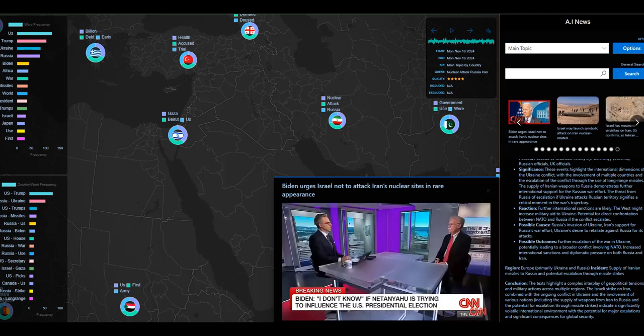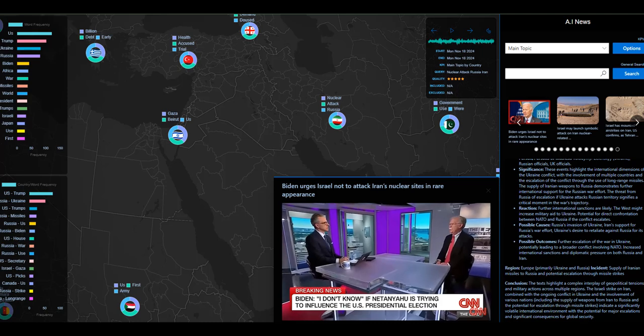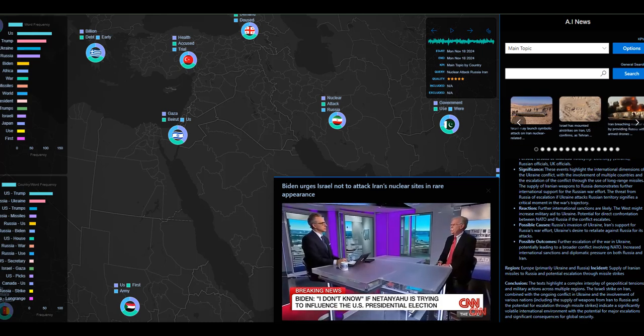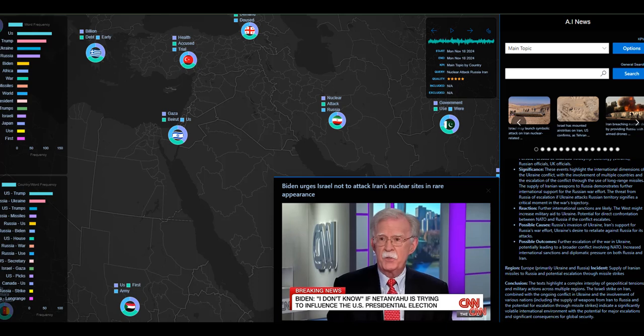The Israeli strike on Iran, combined with the ongoing conflict in Ukraine and the involvement of various nations, including the supply of weapons from Iran to Russia and the potential for escalation through missile strikes, indicate a significantly volatile international environment with the potential for major escalations and significant consequences for global security.